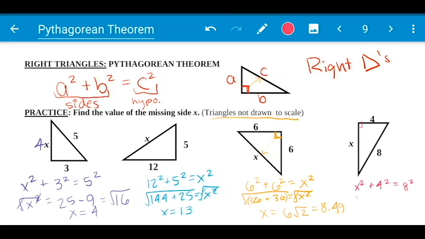So we're going to be left with x squared equals, well, let's subtract this 4 squared to get it off this side. We're going to have 8 squared minus 4 squared. We'll do the square root of that to get rid of that square. And then now we're left with x equals 4 square root of 3, or 6.93 as a decimal.